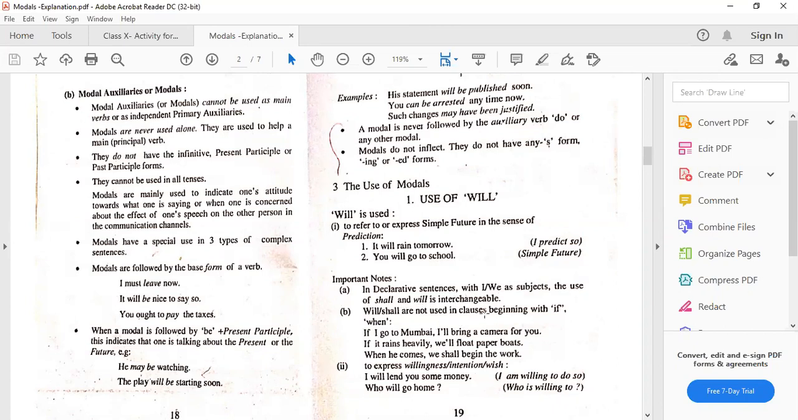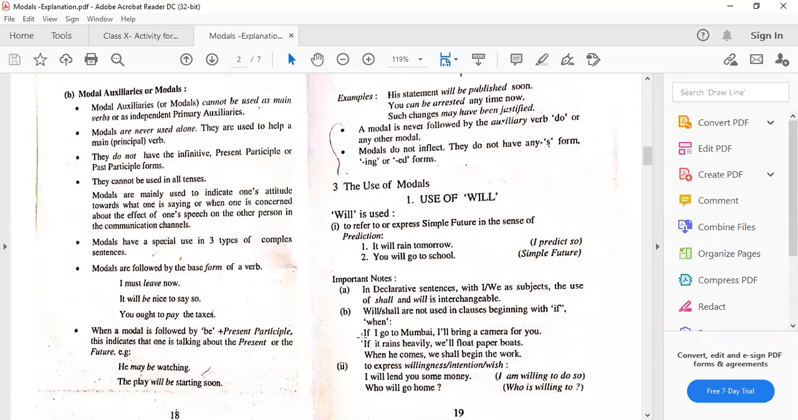Will and shall are not used in clauses beginning with if or when. जब हम conditional sentences करते हैं, first clause है जो हमारे पास, when the sentence starts with if, we don't use future here, though it gives the reference to the future action. If I go to Mumbai, I will bring a camera for you. कि अगर मैं मुंबई जाऊंगा तो आपके लिए कैमरा लाऊंगा. दोनों डायरेक्शन जो है फ्यूचर से रिलेटेड हैं, but we don't use will here.